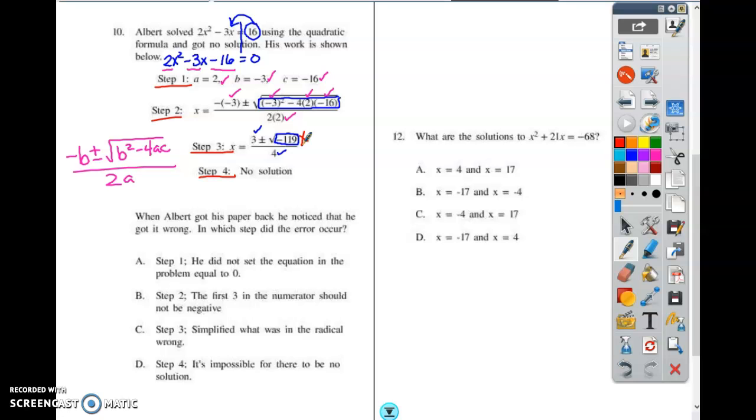And then problem 12. You're going to move this over, change the sign. So it's x squared plus 21x plus 68 equals 0. And we're looking for the solutions right there. So finish all of this. Put the answers on here. Put the answers in Schoology.